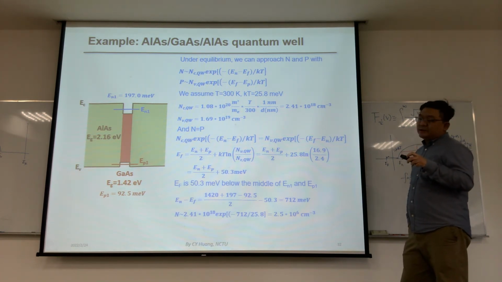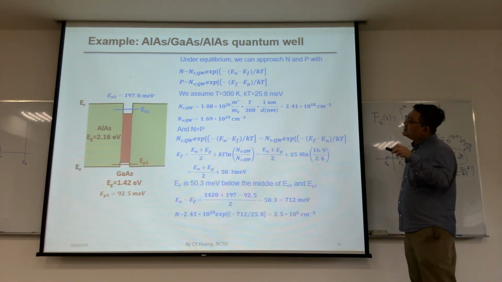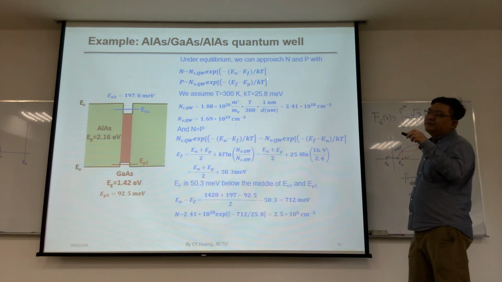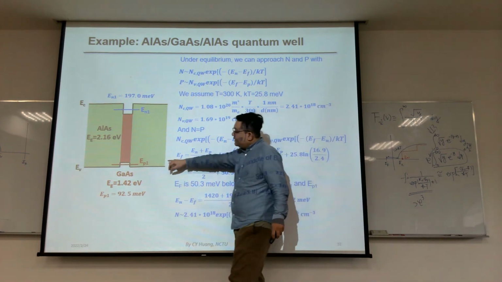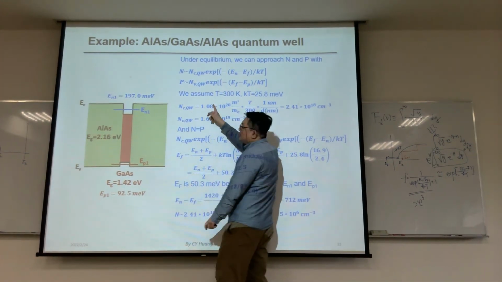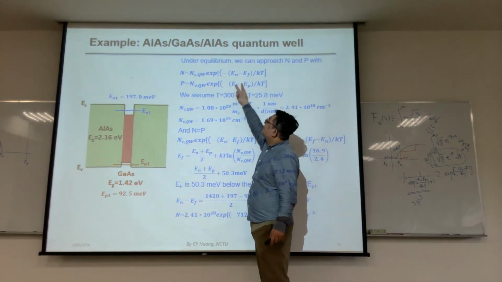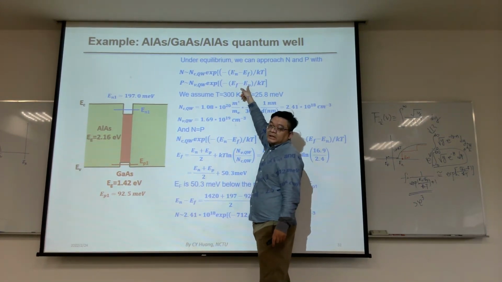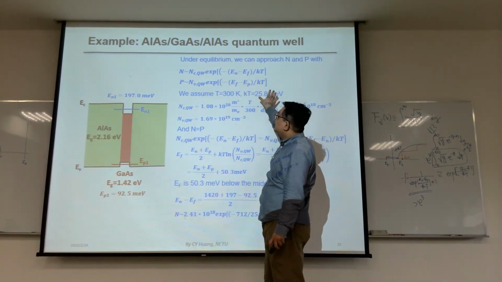So N, because the EF is still in the middle, we can just approximate that N is NC times exponential minus (EN minus EF) over KT. And the P is the same, but because the integral is 1 minus f, the position will shift. It's no more EN minus EF, it's EF minus EP. I think this is so. If you take the statistics of the semiconductor, you will understand that.